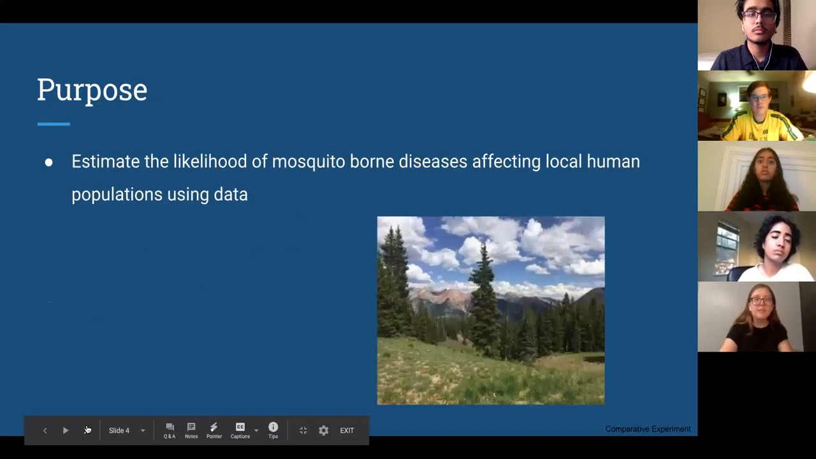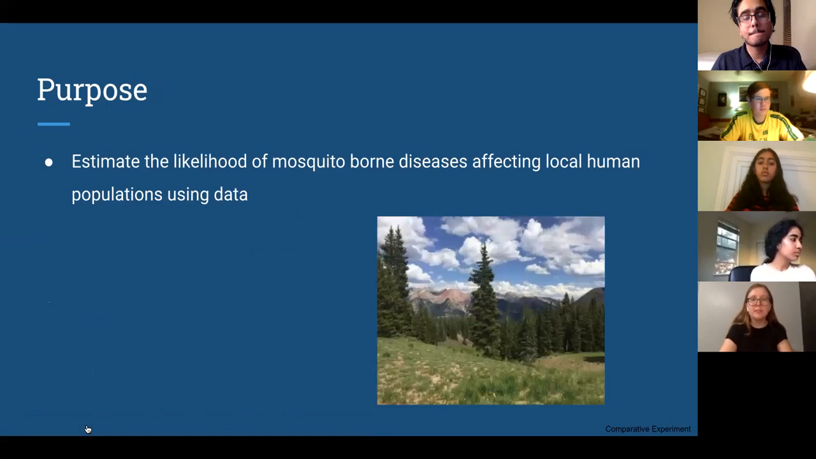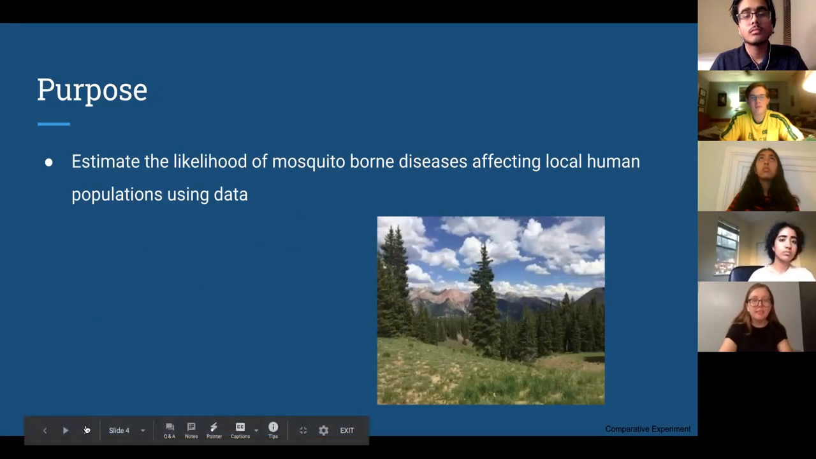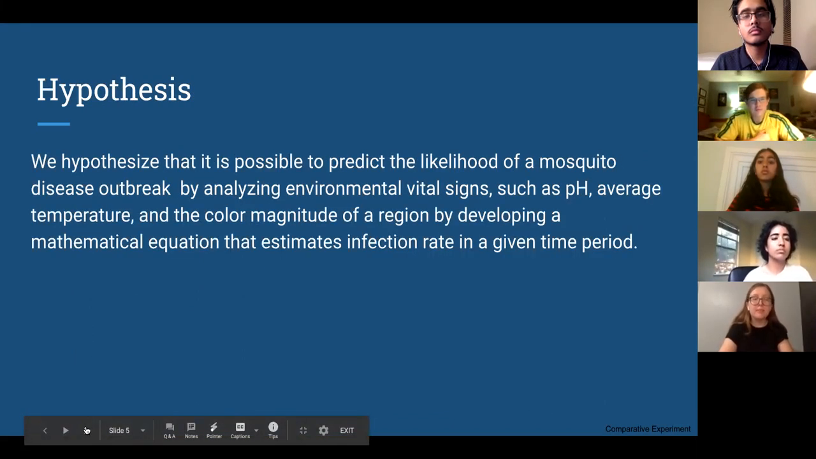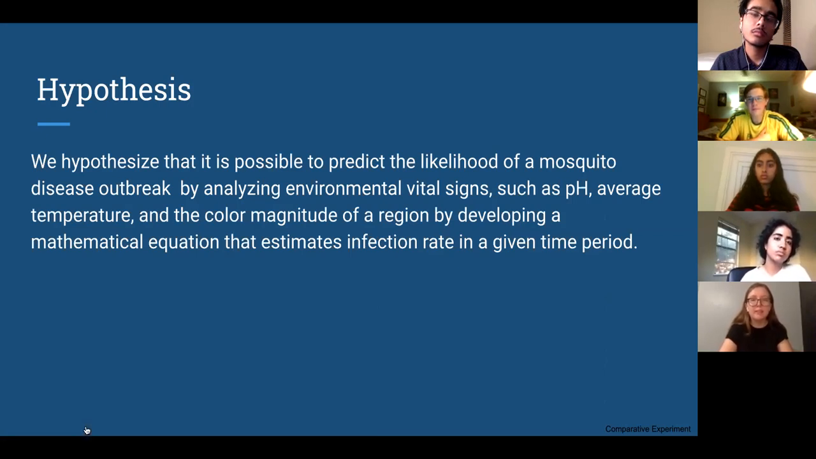The purpose of our research is to create a mathematical model that can estimate the likelihood of mosquito-borne disease outbreaks that affect local populations using pre-existing data and a chi-square test. We hypothesized that it is possible to predict the likelihood of a mosquito outbreak by analyzing environmental factors such as pH, average temperature, and the color magnitude of our region by developing an equation that can estimate the infection rate over a given period of time.